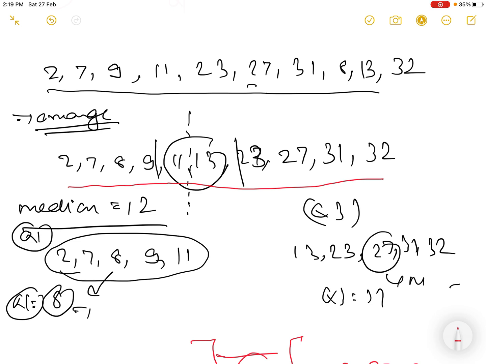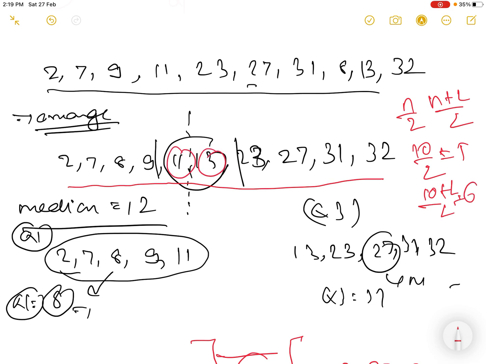Now since there are 10 data points, n is even, so you have to find the n upon 2 and n plus 2 upon 2th numbers. That means 10 upon 2, the 5th, and 10 plus 2 upon 2, the 6th. The 5th is 11 and the 6th is 13. Now you will take their average, that is 11 plus 13 upon 2, and that will come out 12. So the median is 12.